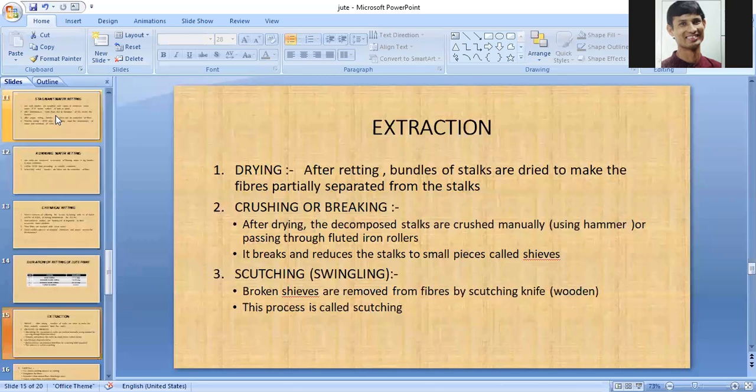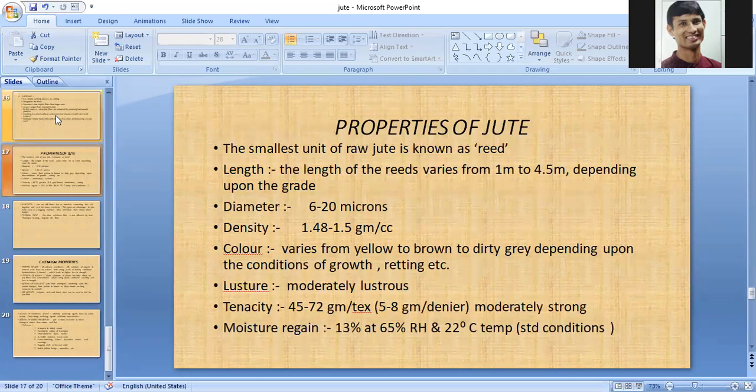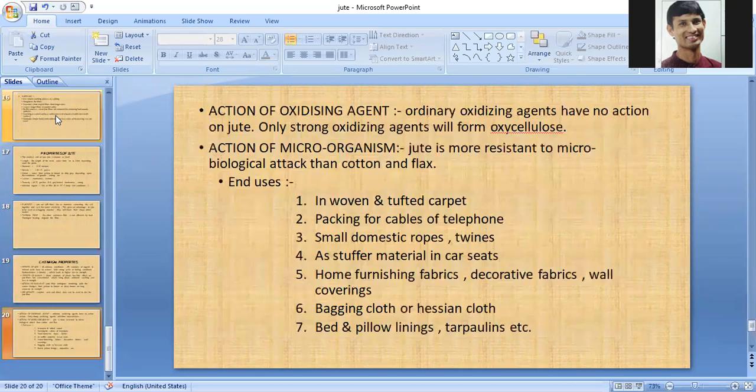Then we have taken extraction. Extraction involves drying. Second step, crushing or breaking. Third step, scutching, and fourth step is hackling. So after this, we are getting fibers. Then we have taken properties of fibers, chemical properties, and uses. In this way, today we have completed jute fiber.